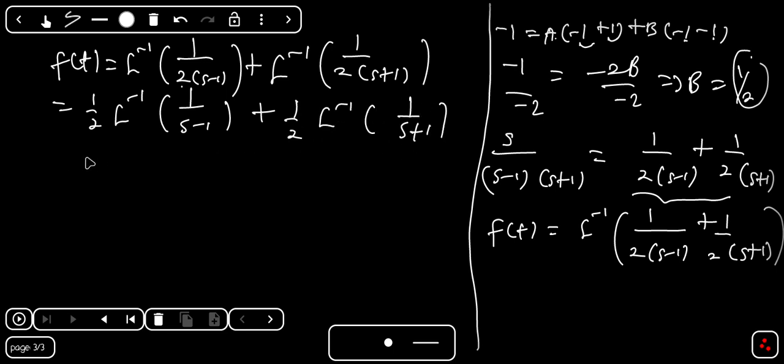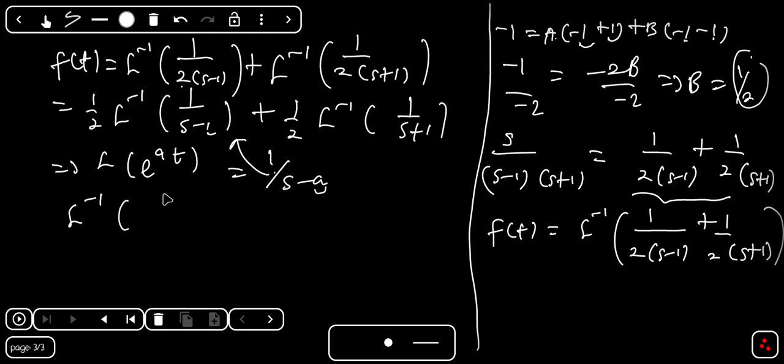Now, recall that if you take the Laplace transform of e raised to the power of a t, this is equal to 1 over s minus a. Now, relate this to this. If you relate it to this, that shows that the value of a here is 1. So the inverse Laplace transform of 1 over s minus 1 should be equal to what? E raised to the power of t. That is, you are going to substitute a to be 1. You are going to have e raised to the power of t. That's the inverse Laplace of 1 over s minus 1.